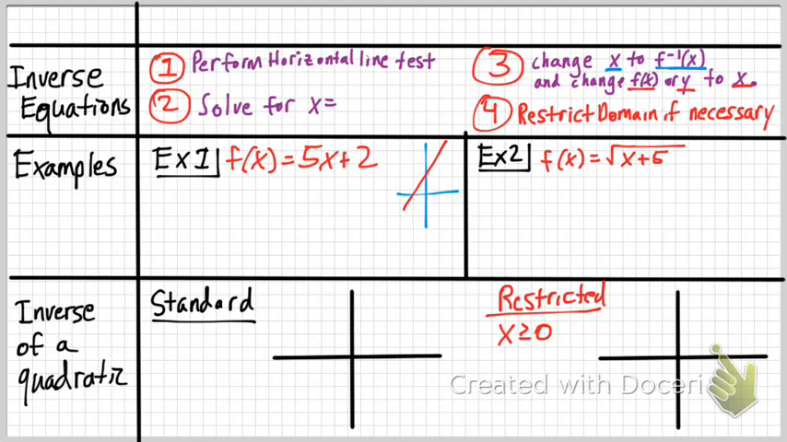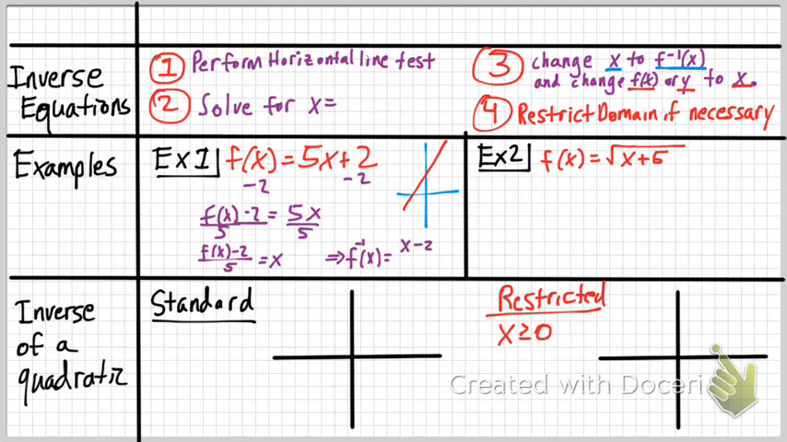First, I need to solve for x equals, so I need to get x by itself. The first step to doing that is to subtract 2 from both sides. So I get f of x minus 2 is equal to 5x. And then I divide both sides by 5. So I get f of x minus 2 divided by 5 is equal to x. And then I do my notation change. This is going to become f-1 of x is equal to, now f of x becomes x, so x minus 2 over 5, and I am done. That's how I find that inverse there.